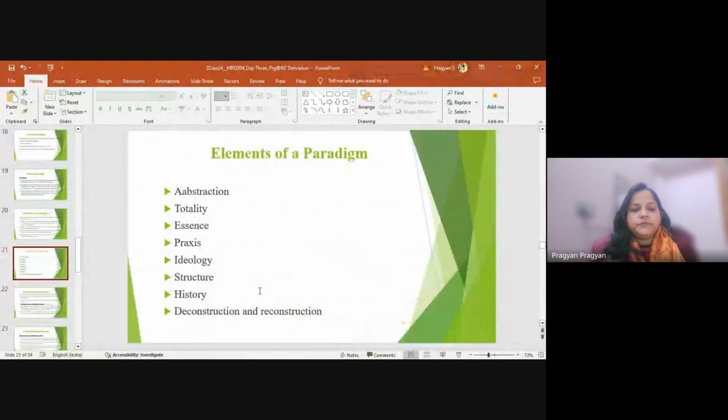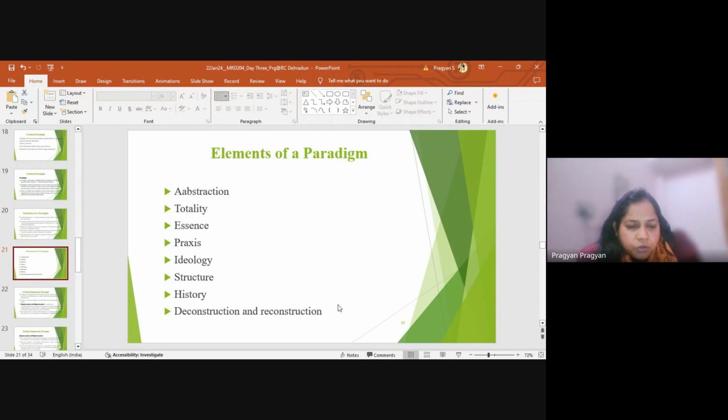And if you look at the basic elements of a paradigm, those are written, but I just want to focus on two. First is praxis, the fourth one. Praxis means a combination of theory and practice. That means, again, without a theory, a critical paradigm cannot be developed, and just a theory cannot help you to develop a critical paradigm.